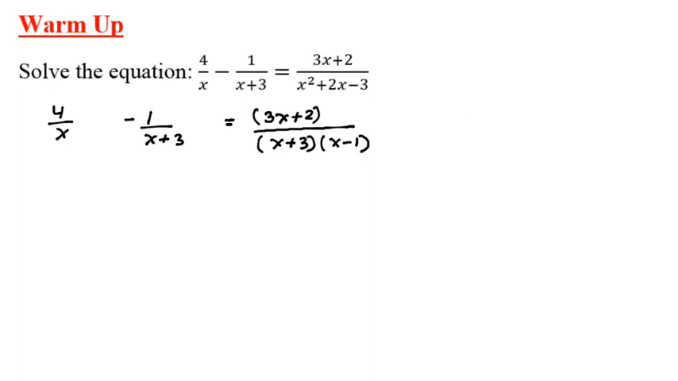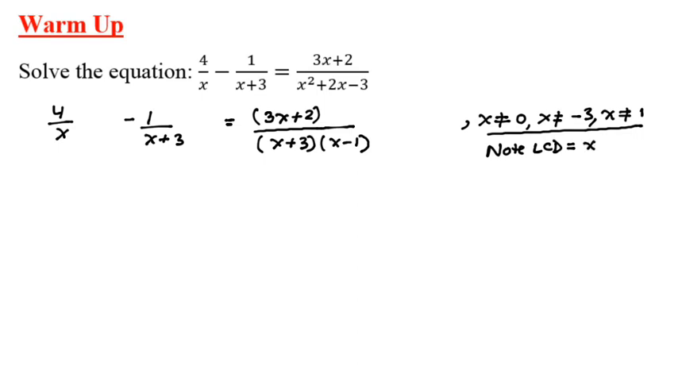Here you can see that x cannot be 0 from the first term. From the second term, x cannot be -3. And from the third, you can see that x cannot be +1. So these are the restrictions. Also note that the LCD, which is the product of all the factors, will be x times x plus 3 times x minus 1. We need this in order to remove the denominator in the given equation.